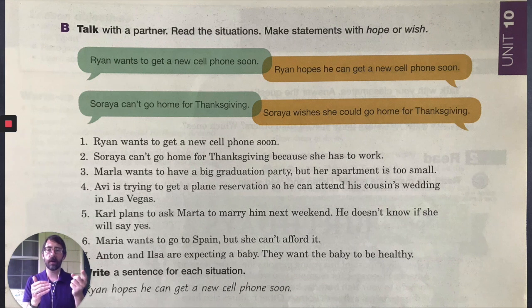Think of another good idea using the opposite. So if the main one is use wish, think of a way to say hope. Or if the main one is hope, think of a way to say wish. Just a way to challenge yourself and push yourself to do even better. Okay, so that's part 1 of today's assignment.